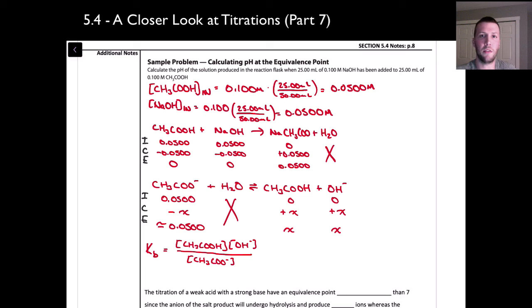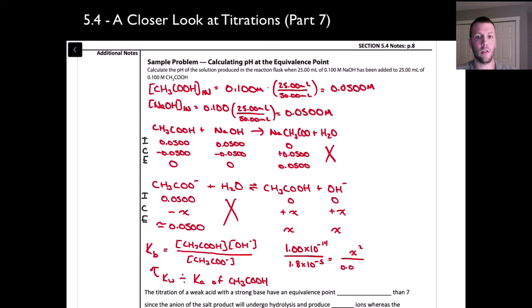Now the next trick that comes into play here is remembering that acetate ion is a base, which means I actually have a Kb expression, which I can calculate by doing Kw divided by the Ka for the conjugate acid. So the conjugate acid of acetate ion is acetic acid. So my Kb will be 1.00 times 10 to the minus 14 divided by 1.8 times 10 to the negative 5. That should equal x squared over 0.0500. So we get our hydroxide ion concentration being 5.29 times 10 to the minus 6 molar.